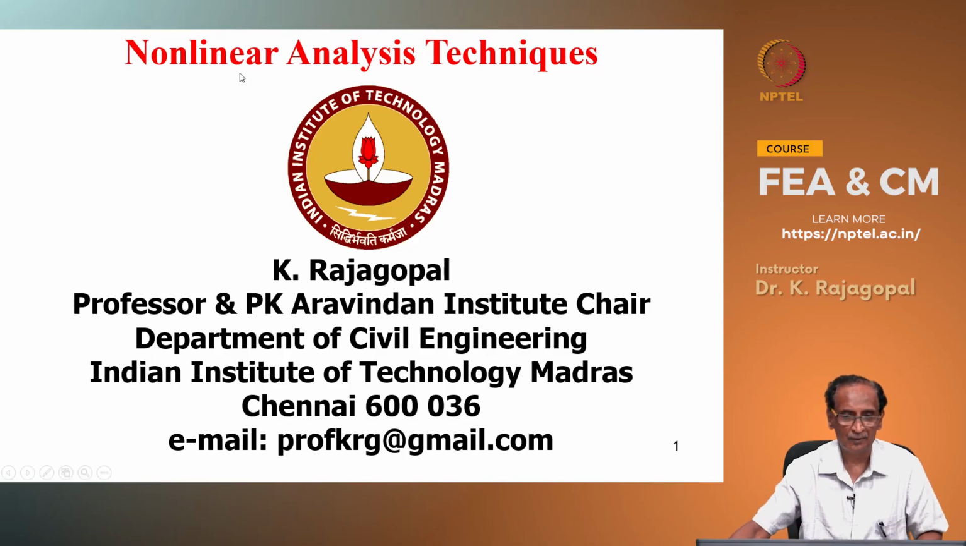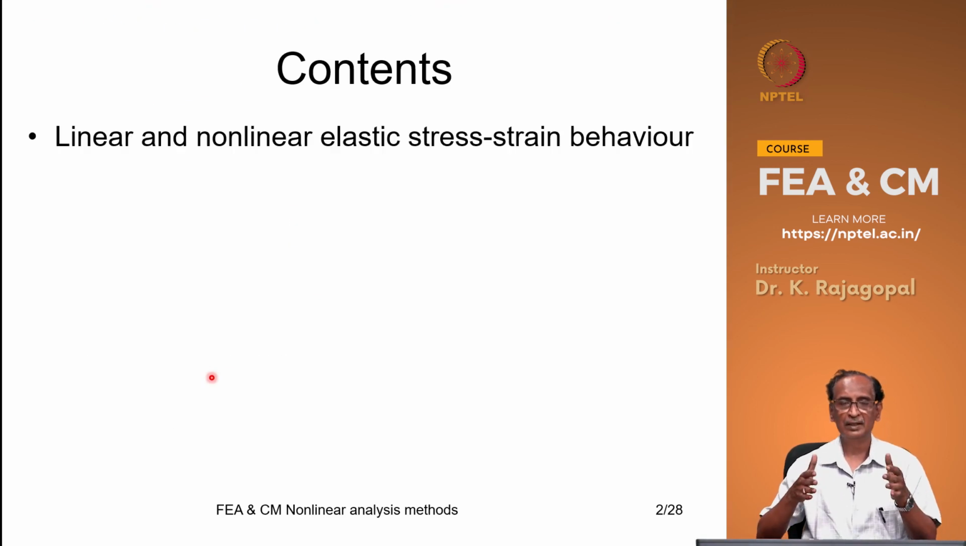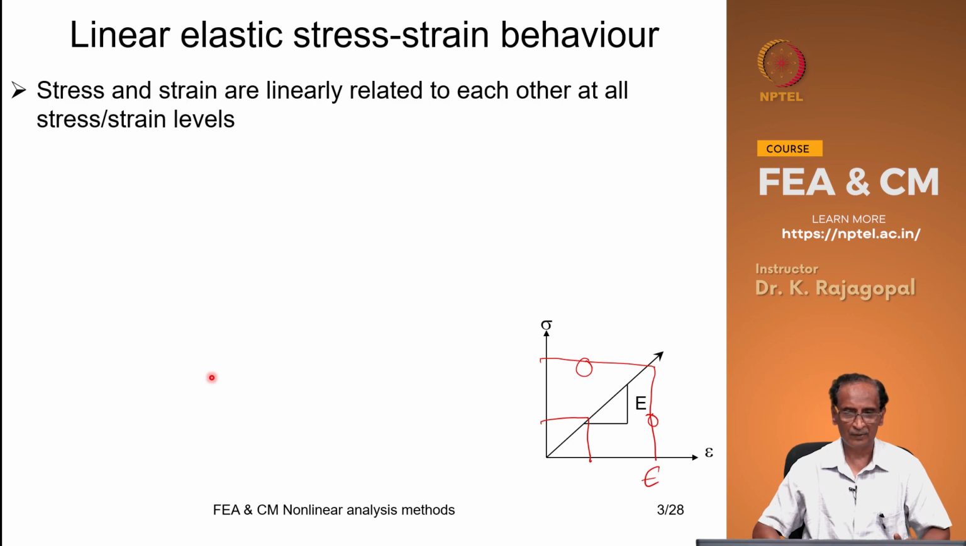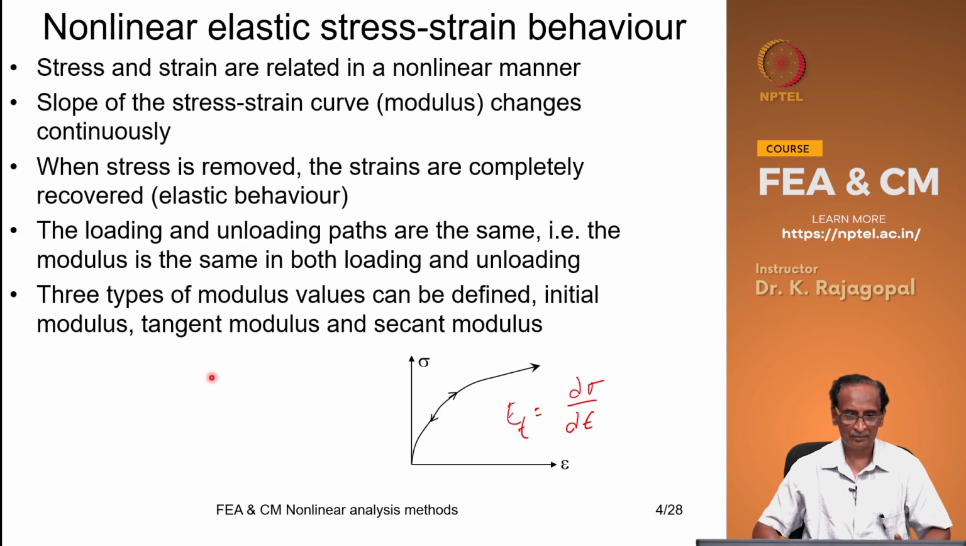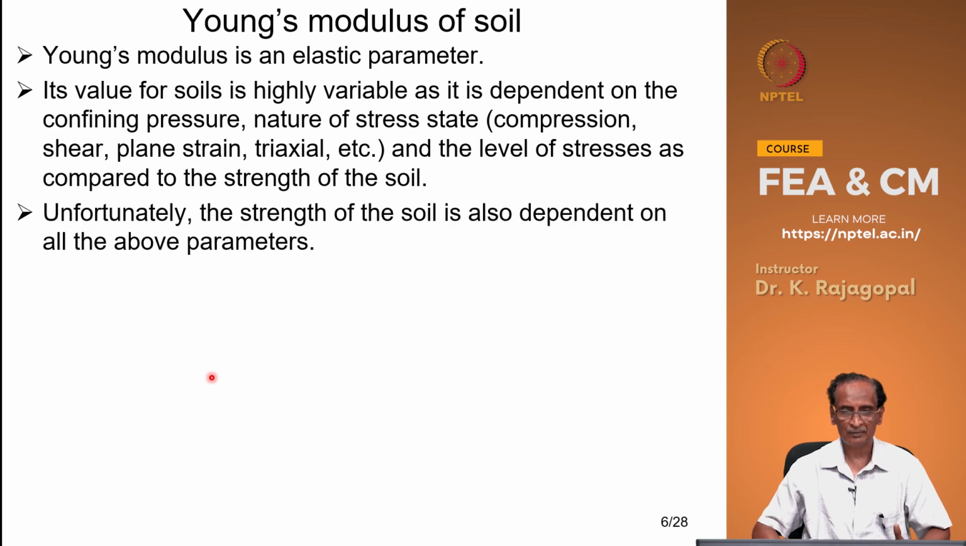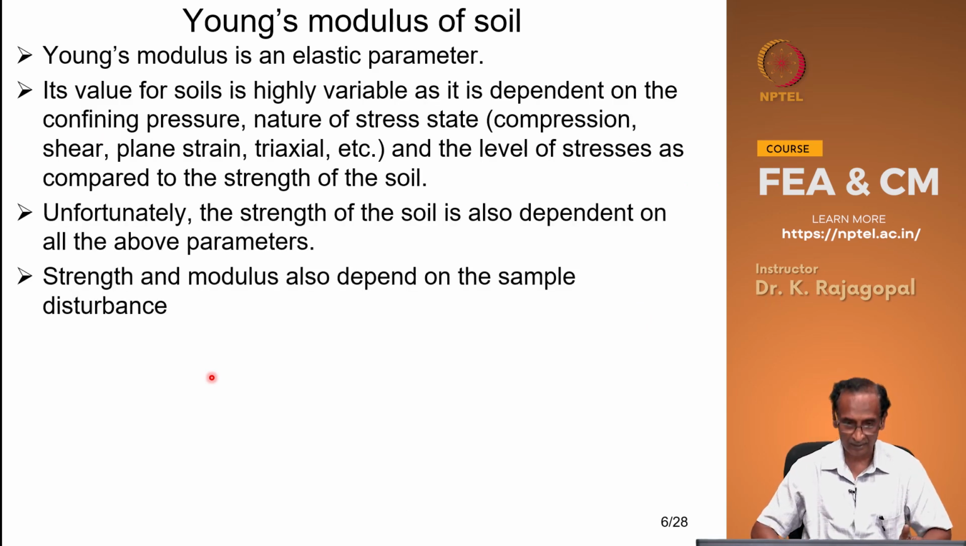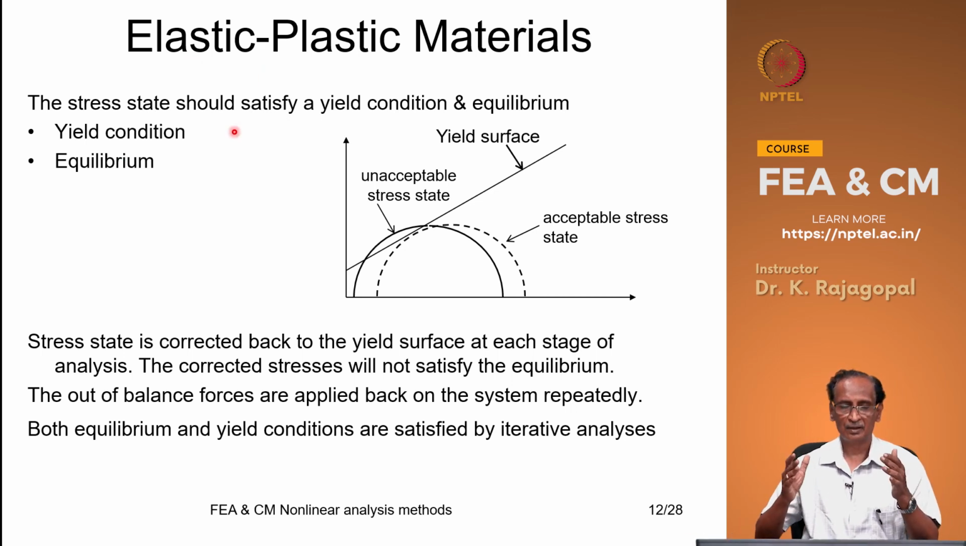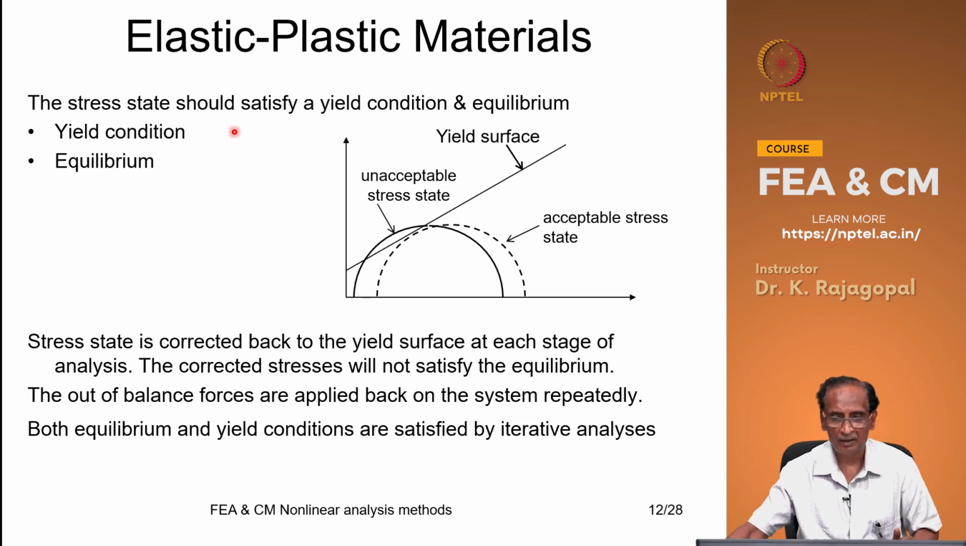Let us continue our nonlinear analysis techniques that we started in the previous class, and we looked at the linear and nonlinear problems in the previous class. And now let us look at one more class of problems, that is in terms of the materials having some limited strength. Let us say we have materials with certain limit, like our elastic plastic materials, and we already know our Mohr Coulomb yield surface.